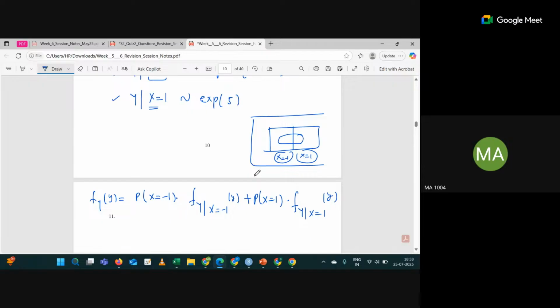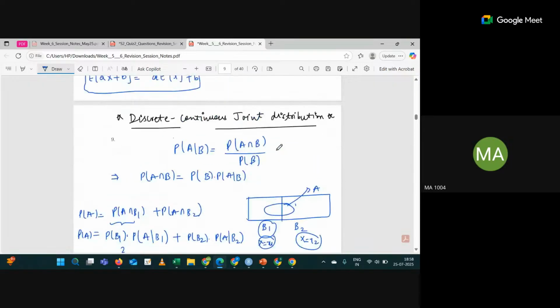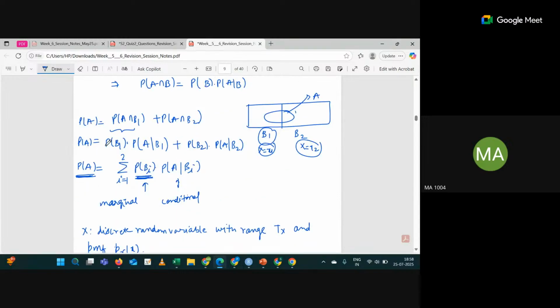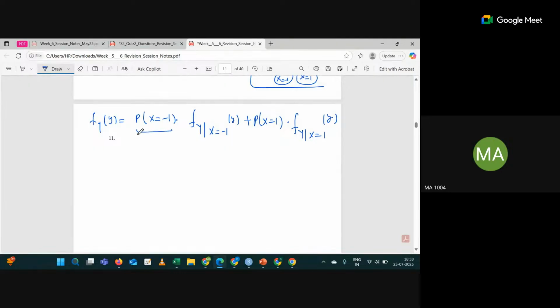Clear? The formula is okay. So you can think like this: what is the probability of occurrence of A? It is the probability that B1 has occurred, that is, the probability that x equals x1, times the conditional, that is, given that B1 has occurred, the probability of occurrence of A, or the probability of B2 times the probability of A given B2. The same thing here. This is the probability of B1 times the conditional probability plus the probability of B2 times the conditional.